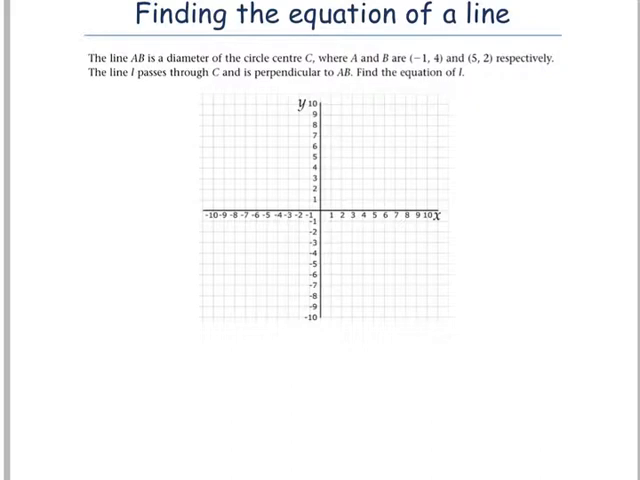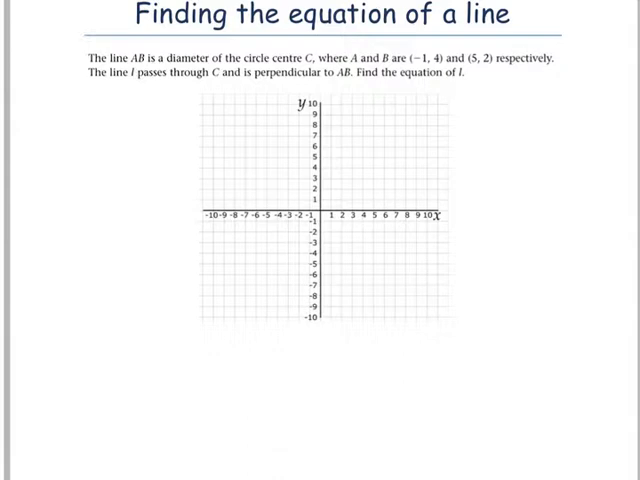So, it says the line AB is the diameter of a circle centre C, where A and B are (-1, 4) and (5, 2) respectively. The line L passes through C and is perpendicular to AB. Find the equation of L. So, the first thing to do is draw yourself a quick sketch.